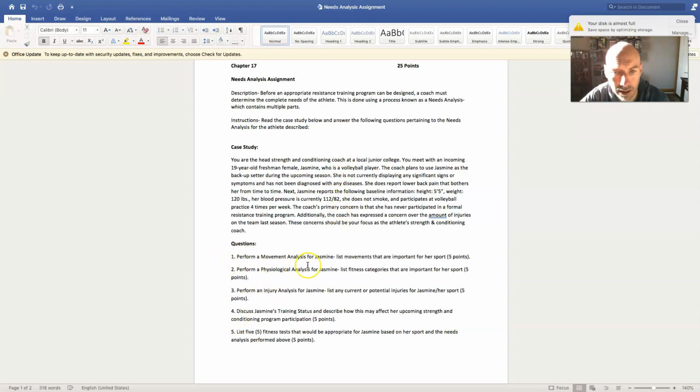So the movement analysis, the movements that are important for volleyball, the fitness categories that are important for volleyball, any injuries that are common for volleyball. Again, I would just look that up on the internet and see what you find. Determine her training status based upon what is revealed in this case study. And then I want you to select 5 specific fitness tests that are appropriate for Jasmine based upon her needs and the needs of the sport of volleyball. You can refer back to last week's lecture to get some fitness tests for that.